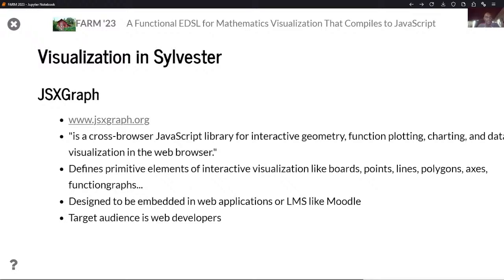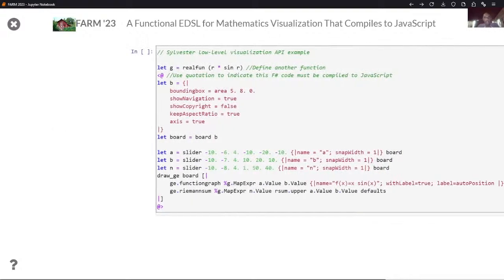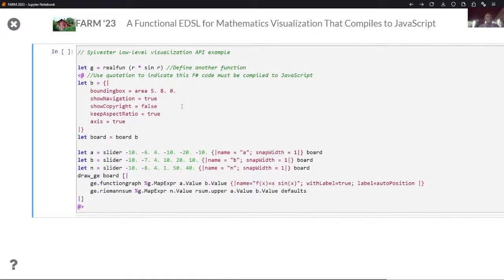Now, JSXGraph was really designed to be embedded in web applications, or applications like Moodle, and the target audience was really web developers. So what Sylvester does is provide a functional language interface to JSXGraph. That's the low-level visualization API. And from that low-level API, you can build higher-level visualization functions. So we can just look at the low-level visualization API.